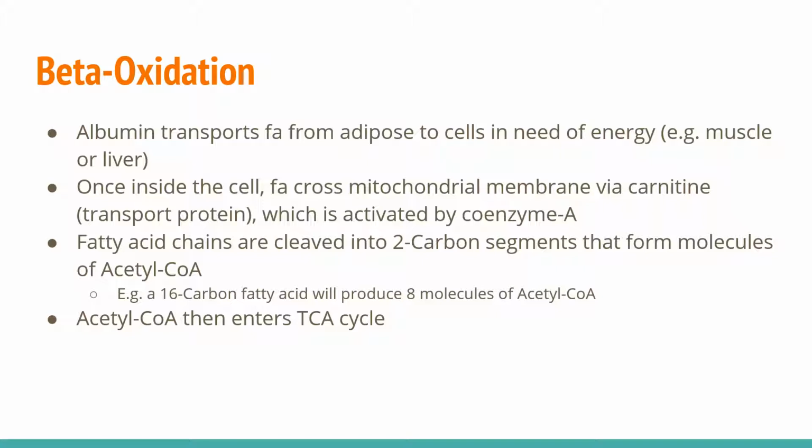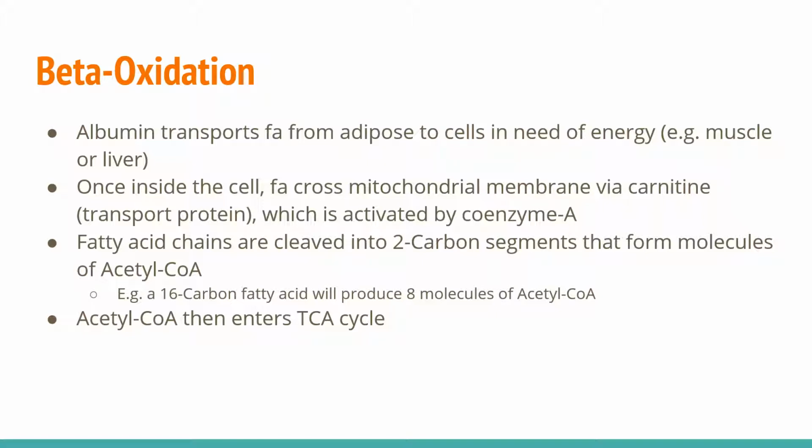So we move from a 16 carbon down to a 14 carbon, and then we're going to take the 14 carbon chain and cleave off another 2 carbon molecules, leaving us now with a 12 carbon chain. Then we're going to cleave off the last 2 carbons there, leaving us with a 10 carbon chain. Then we're going to cleave off the last 2 carbons, leaving us with an 8 carbon chain, and so on and so on and so on.